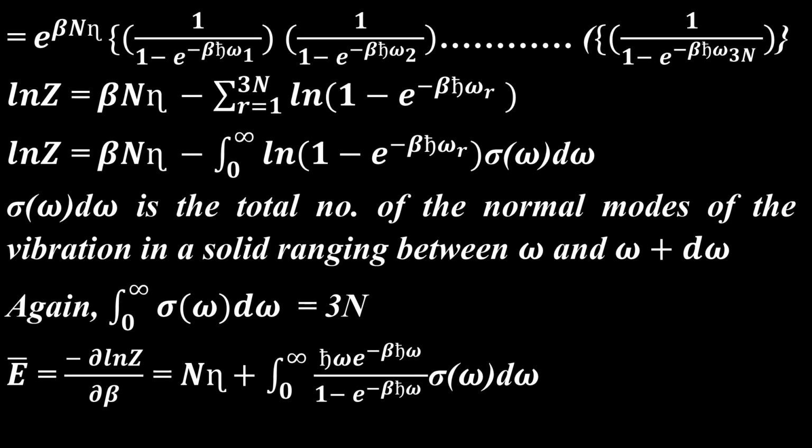Again we know E equal to minus d ln Z by d beta, and equal to n eta plus integral from 0 to infinity of h cut omega into e to the power minus beta h cut omega by 1 minus e to the power minus beta h cut omega, into sigma omega d omega. This is obtained from the above equations.